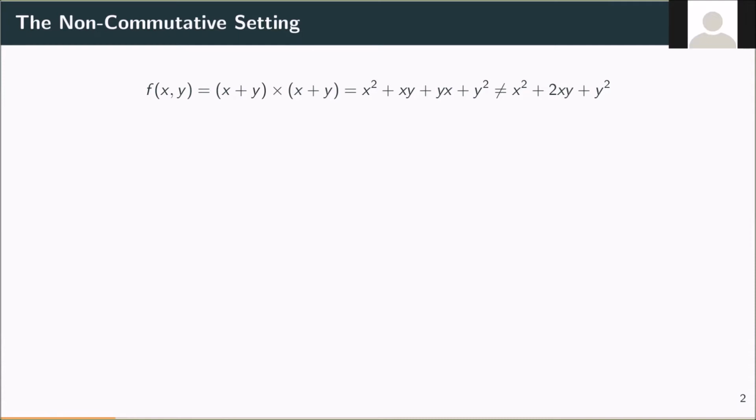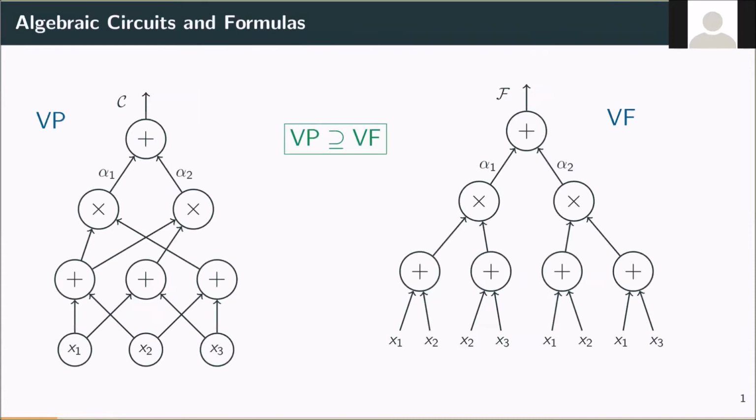What are the models of computation here? It's the same circuits and formulas that we just saw. The only thing is that we have to be slightly careful here with the multiplication gates. Since multiplication is non-commutative in this setting, it is important to distinguish the left child and the right child. Apart from this, everything else stays the same. And even in this setting, VF is a subset of VP.